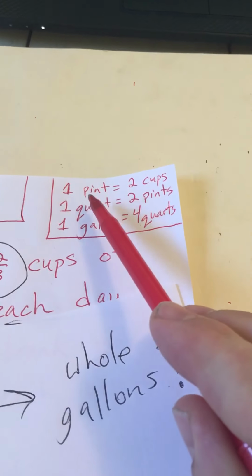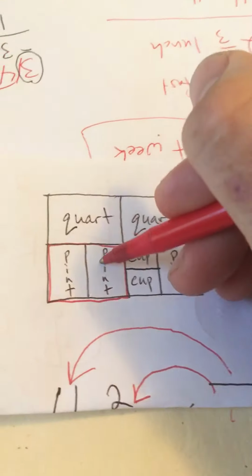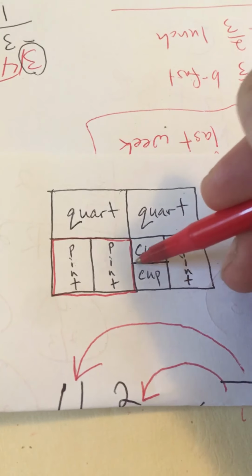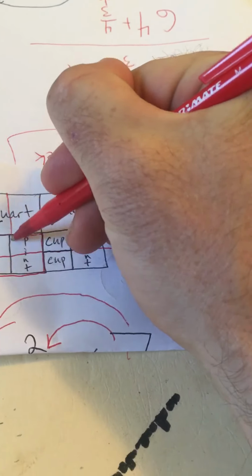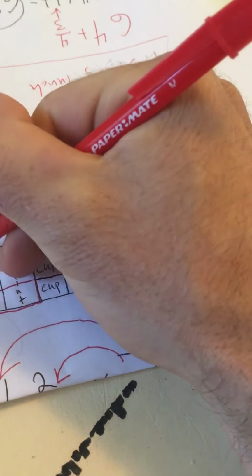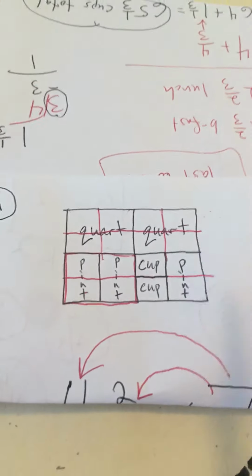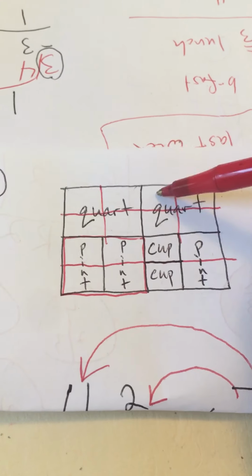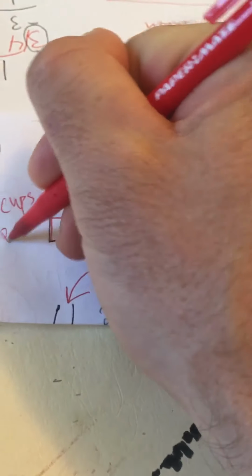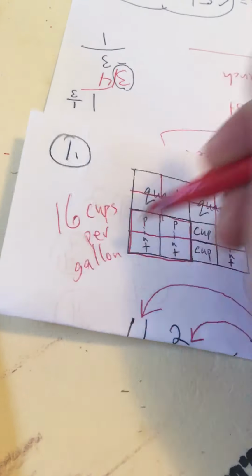Then it says that 1 pint is 2 cups. So I took one of these pints and I cut it into 2 cups. Now if we continue these lines this way, cut these quarts into pints, and then cut those all into cups, we can count how many cups we have. 1, 2, 3, 4, 5, 6, 7, 8, 9, 10, 11, 12, 13, 14, 15, 16 cups per gallon. So there are 16 cups per gallon.